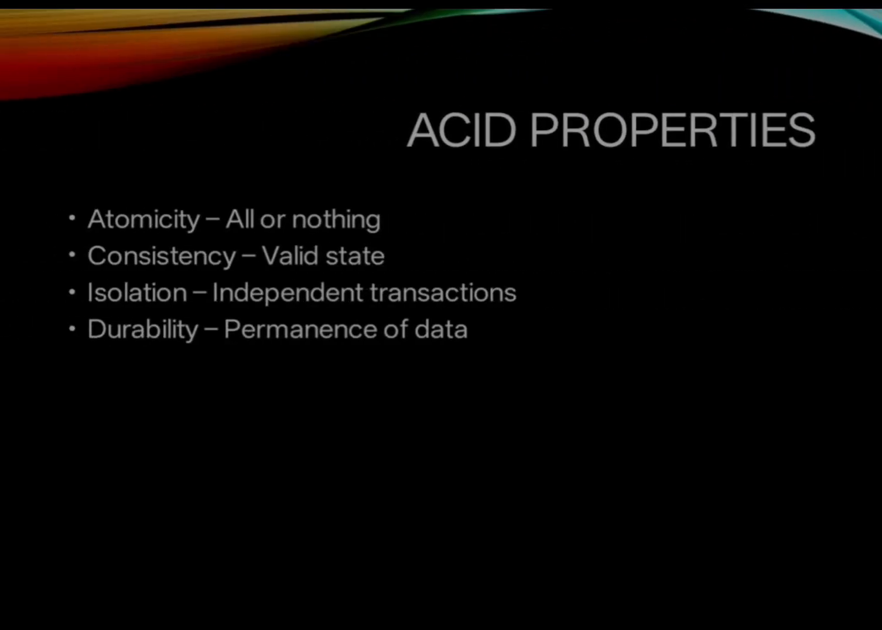And the ACID properties. ACID properties ensure reliable processing. Atomicity means a transaction is all or nothing. Consistency maintains rules. Isolation ensures transactions don't interfere. Durability ensures data changes are permanent after a successful transaction.